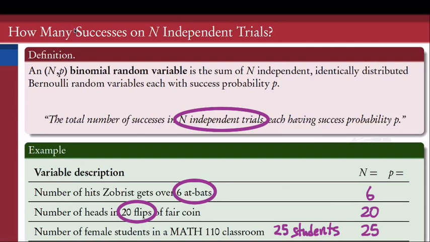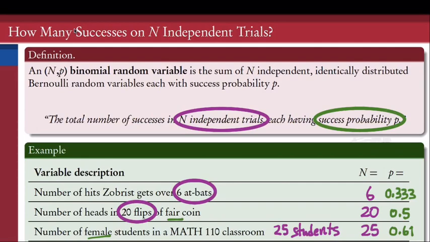And then each of those trials has a success probability associated with it. In the case of Zobrist's at-bats, that probability is 0.333, the probability of him getting a hit when he goes up to bat once. If I'm flipping a fair coin, the success probability is the probability of getting a head on a fair flip, which is 50%. If I'm looking for the probability of getting certain numbers of female students out of a student population which is 61% female, as Bridgewater's is, then the success probability here would be 0.61.